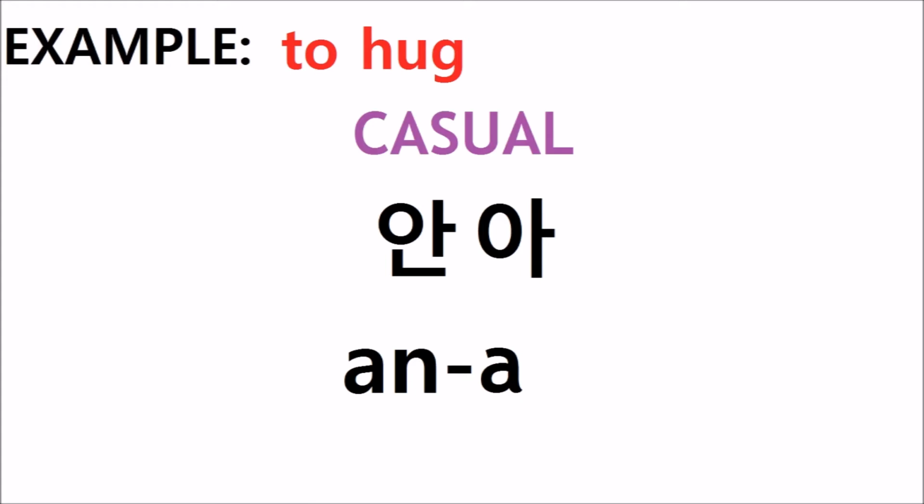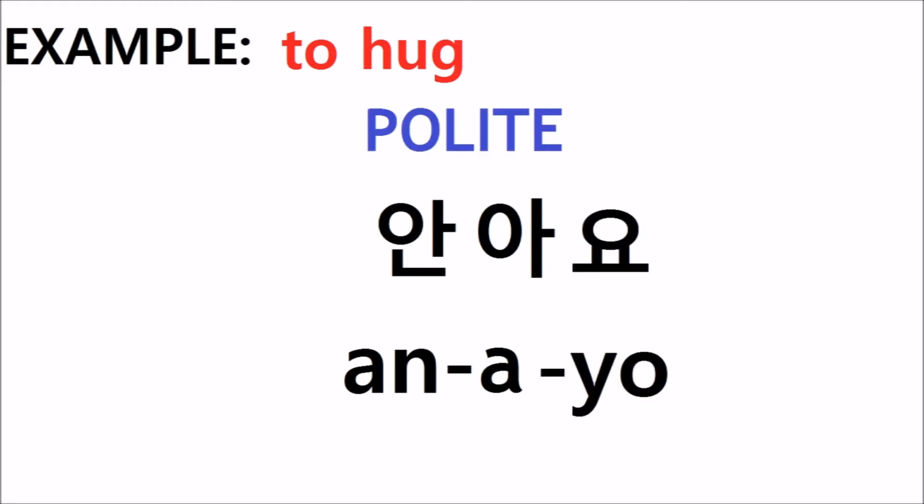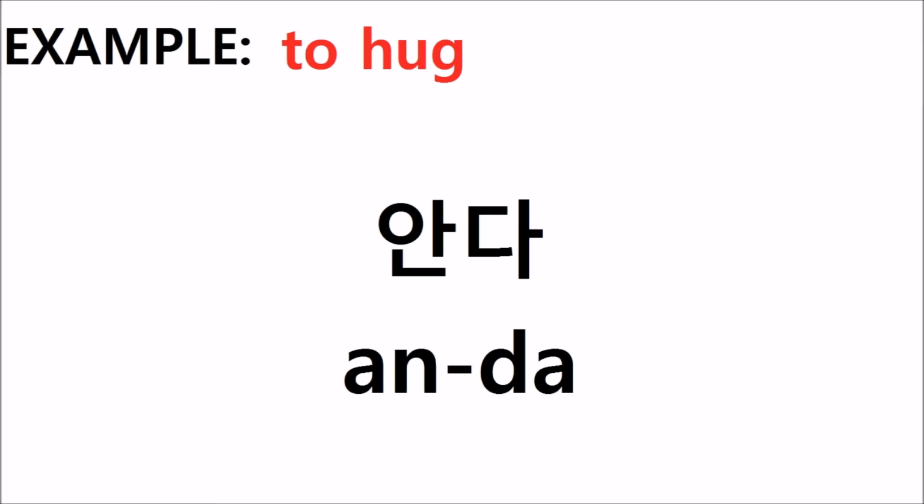This is the casual form. Remember, Korean has three different levels of respect: casual, polite, and formal. And so there are three different ways to say a verb in the present tense. To make the polite form, we add yo to the casual form. Ana yo.